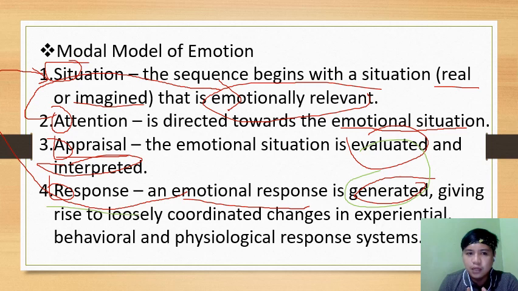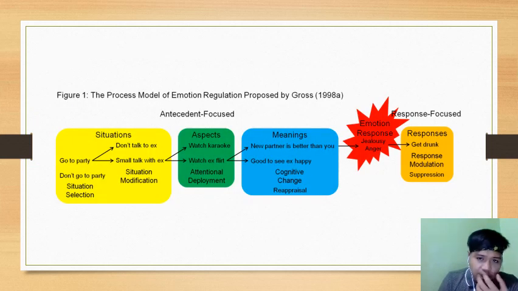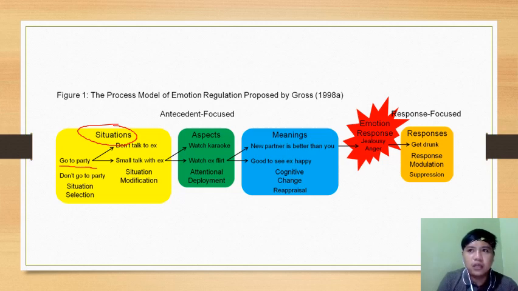Okay, for a specific example, FYI, the process model of emotion regulation is proposed by Gross 1998a. So, antecedent, for example, the first element here is the situation. For a specific example, going to the party. So, for example, you are in the same company with your ex. So, yung ex mo, katrabaho mo, and then there is a mandatory party for everyone. So, the situation here is going to the party.